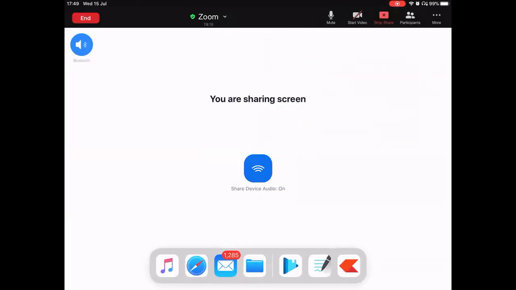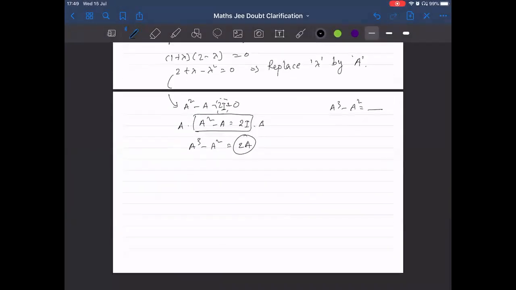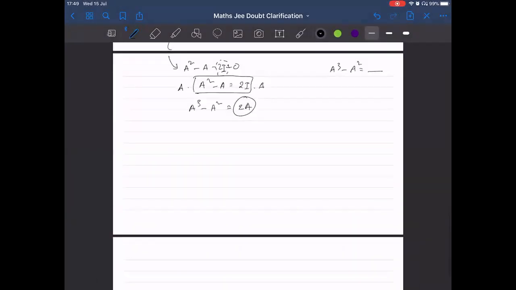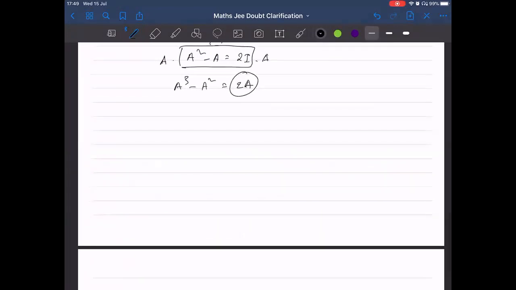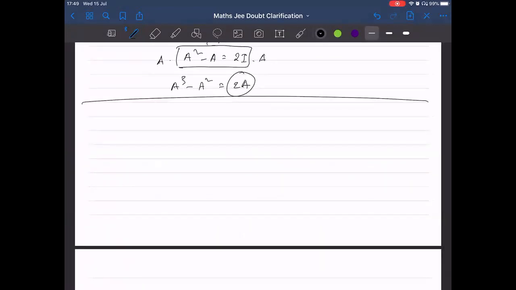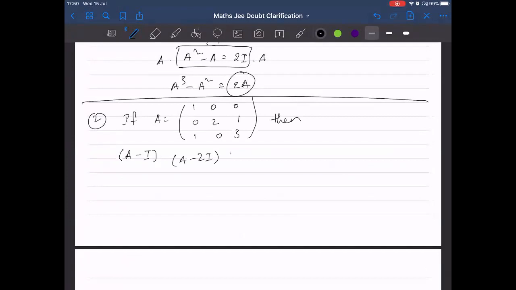Let us go to the next question. This is going to be somewhat big. The question will look big, but the answer is not. A is 1, 0, 0, 2, 1, 1, 0, 3. Then what is the value of A minus I into A minus 2I into A minus 3I?